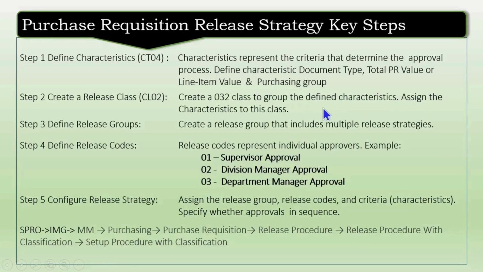Okay, and then whatever characteristics you have picked up, you have to assign the characteristics to this class code. So define the class code, assign the characteristics. That's what you should be doing in step 2. Step 3, define release groups. Create a release group that includes multiple release strategies.